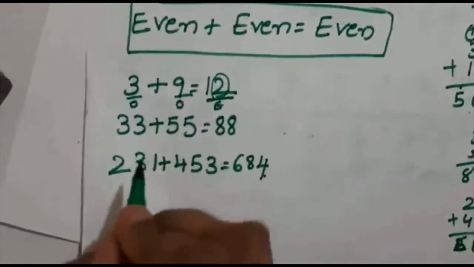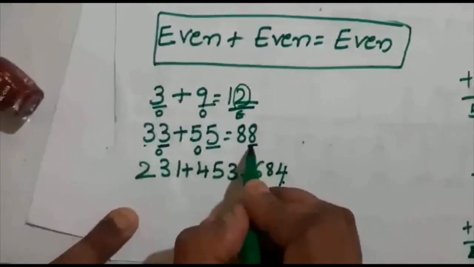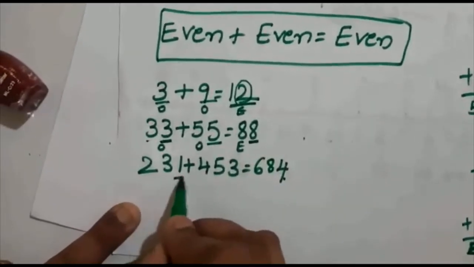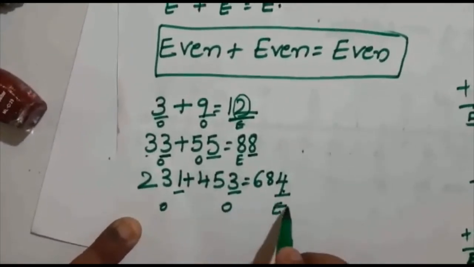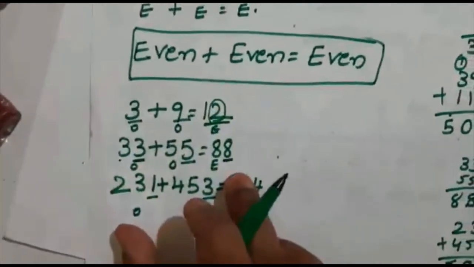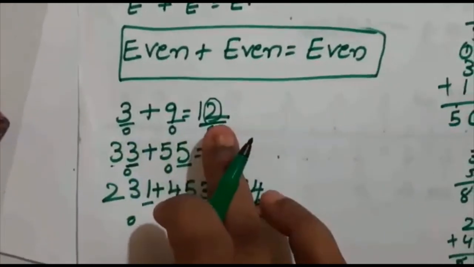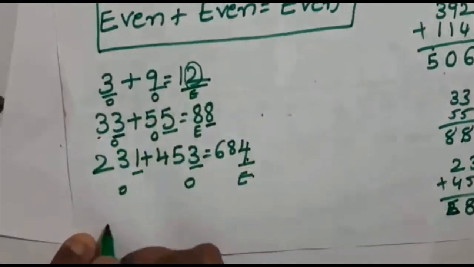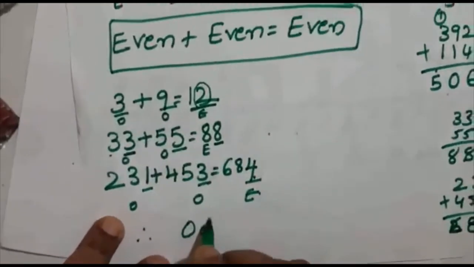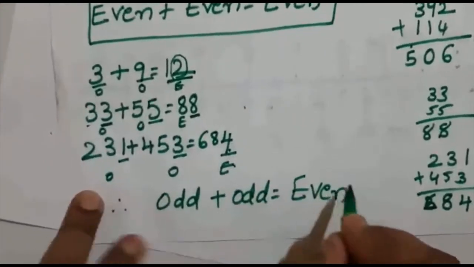Similarly, if you observe the remaining two examples also, we are adding odd numbers and we get an even number. Here also, adding odd numbers, we get an even number. From this, we can say that the sum of two odd numbers is an even number. Therefore, when we add two odd numbers, the result we get is an even number. This is fact number 2.